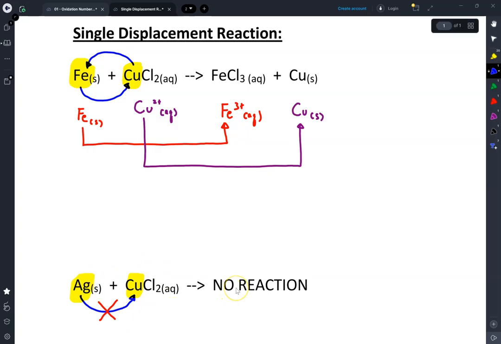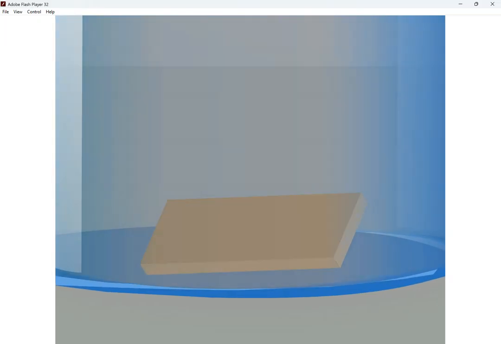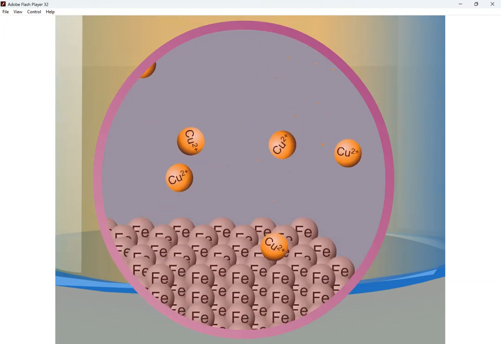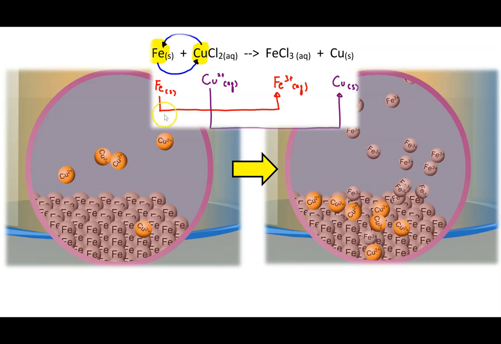Let's watch a quick animation to summarize what we have just learned. If we place a piece of iron in a dilute solution of copper(II) chloride, the iron surface soon becomes covered by a layer of metallic copper, while the solution develops a yellow color. Iron replaces copper in the solution, which indicates that iron is more reactive than copper. So once again, we have the solid iron swapping places with the aqueous copper(II) ion, resulting in the solid iron turning into the aqueous iron(III) ion, while the copper(II) ion becomes solid copper, covering the solid iron with a thin layer of solid copper.